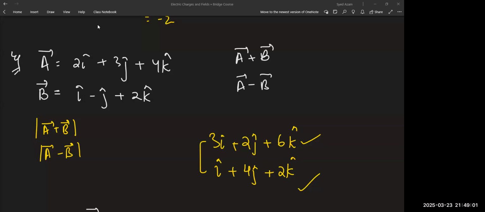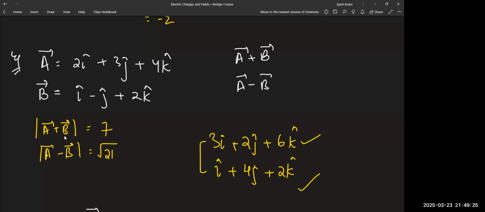Yes, ma'am. A vector plus B vector magnitude is 7, and A minus B magnitude is root 21. Right. You're getting 7. This would be root of 36 plus 4 plus 9, which is root 49. Yes, ma'am. Root 49, that is 7. Yes, right. And A minus B vector is root 21. Yes, okay. This is right.